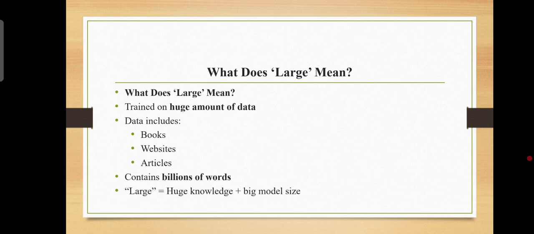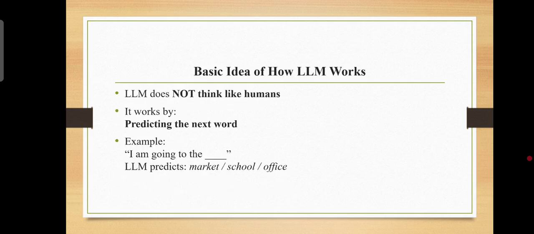Now, let's understand what the word large actually means in LLM. It does not mean physical size, it means the model is trained on a very large amount of data. This data includes books, websites, articles, and many other texts. Because of this huge data, the model has knowledge about many topics.